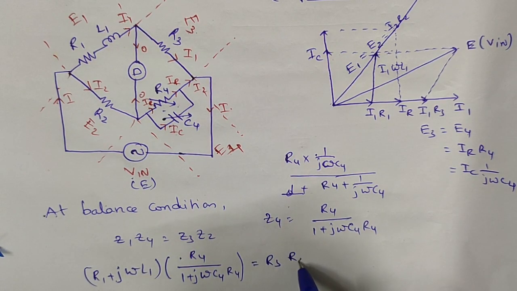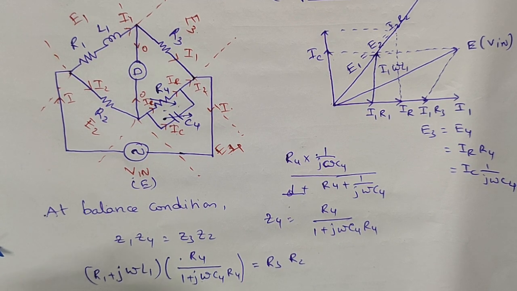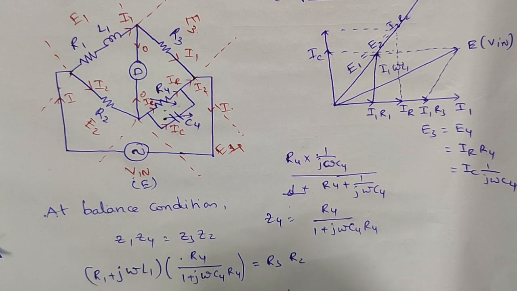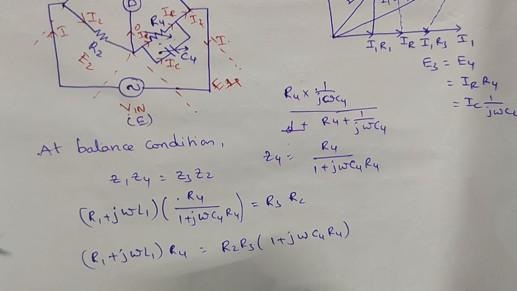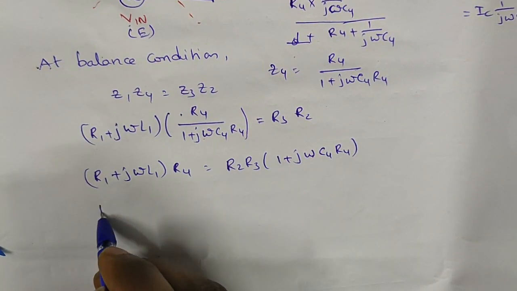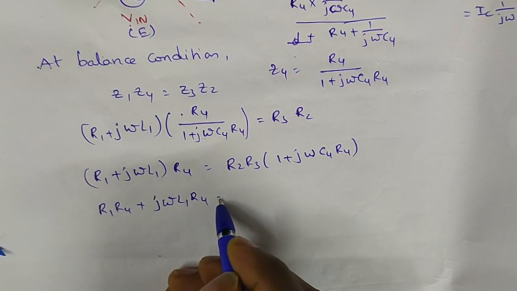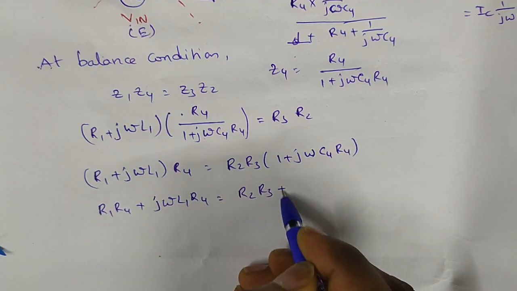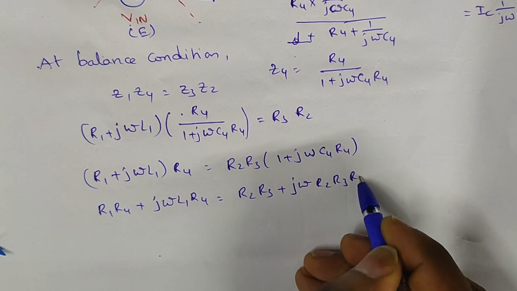Now multiplying this, R1 plus j omega L1 into R4 is equal to R2 R3 into 1 plus j omega C4 R4. Splitting the terms, R1 R4 plus j omega L1 R4 is equal to R2 R3 plus j omega R2 R3 R4 C4.